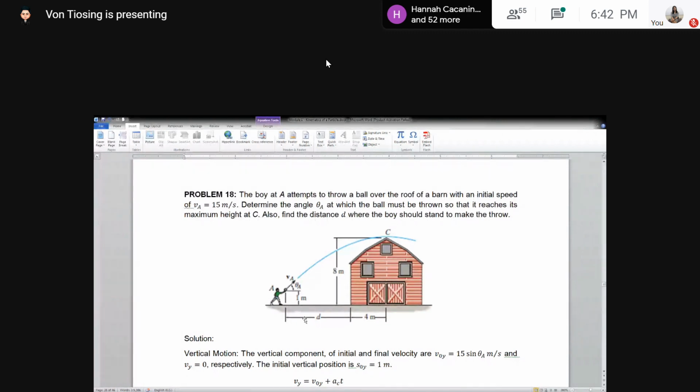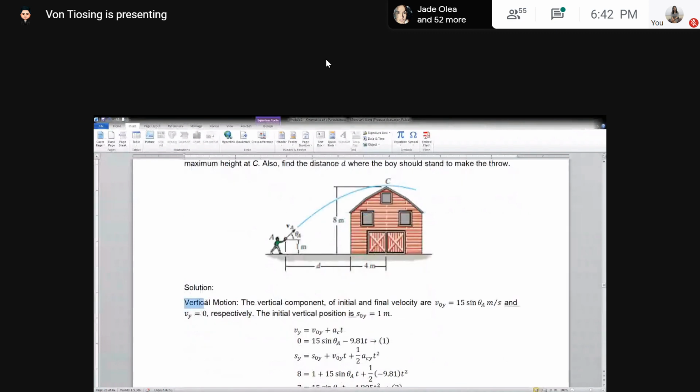So, gaano ka daw kalayo o pwesto so that ang velocity ng bato mo, 15 meters per second, also yung angle theta sub A ay missing or unknown. Okay, sabi niya dito, if you are going to consider the vertical component of the motion, okay, the vertical component of initial and final velocity are what? Pagdating dito, ang vertical component ng motion mo ay 15 meters per second times sine of theta A. Okay?